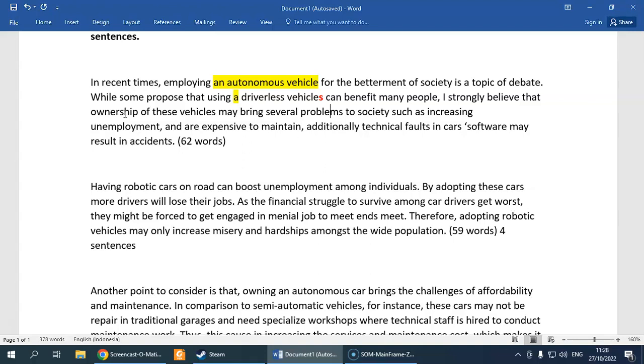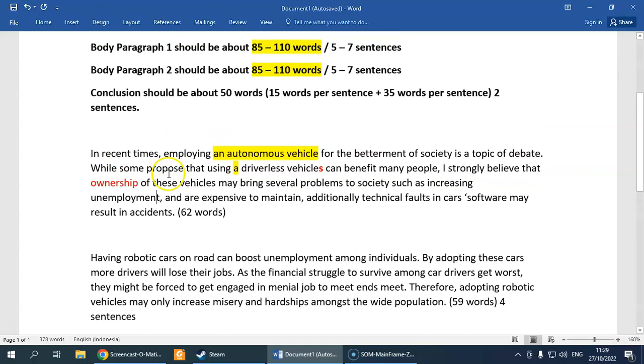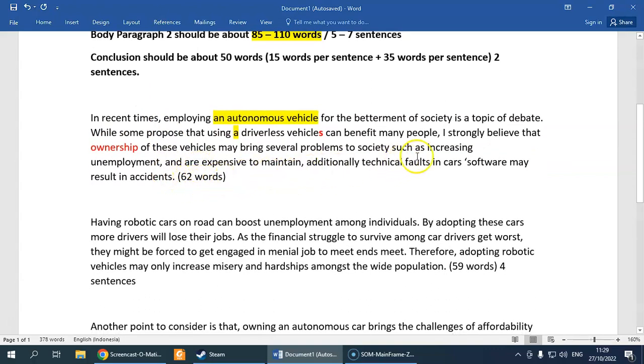Because if you just own the vehicles and the vehicles just stay in your garage, it will not cause any problem. So, I don't think ownership is the problem, okay? The vehicle itself is the problem. Do not confuse between the two. So this is rather questionable. Increasing employment, increasing unemployment. Okay, I see your point here. Expensive to maintain, maybe. Technical faults in car software may result. Is this okay to put the, what is this? I think this should be in here.